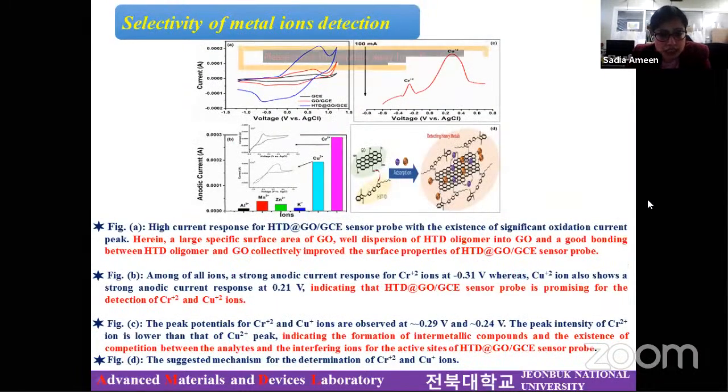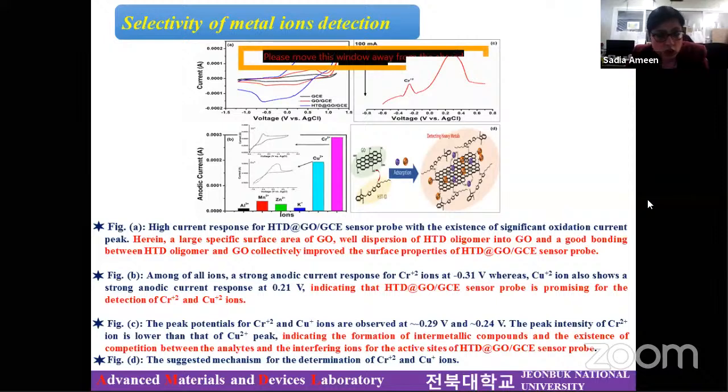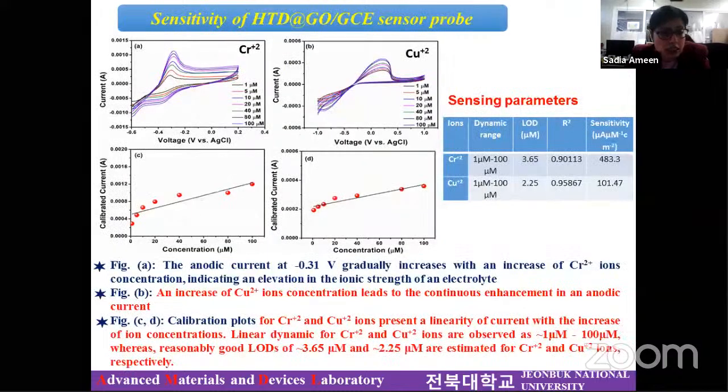This is the characterization which we have done, and let me quickly discuss the sensor properties. As we have seen, here we have used our nanocomposite materials, that is the material which we have synthesized, and its nanocomposite with graphene oxide. We have applied it as the electrode material, and we used it for the detection of heavy metals. And here we have found that our sensor probe is good enough in sensing the chromium as well as the copper ions.